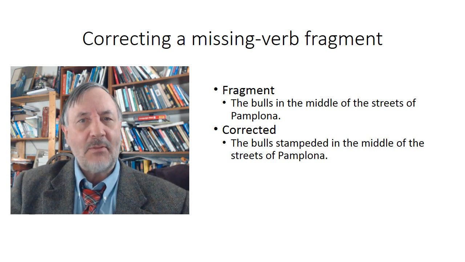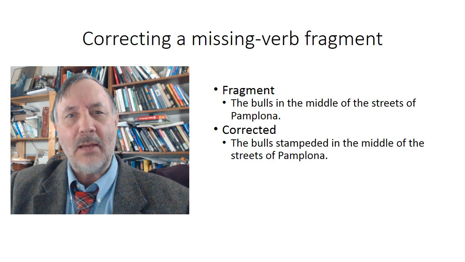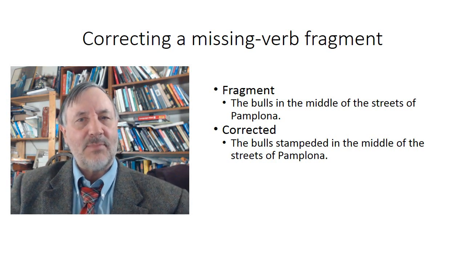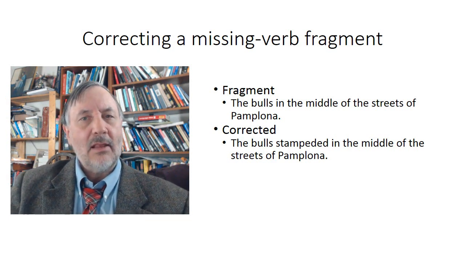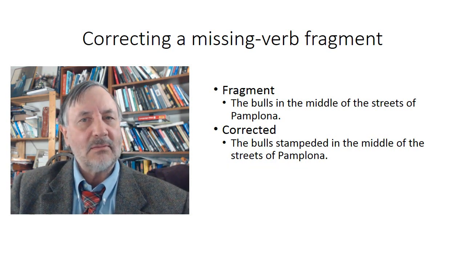So the fragment that we have, the very fun image of the bulls in the middle of the streets of Pamplona, becomes the bulls stampeded in the middle of the streets of Pamplona. So you notice how we added the verb stampeded. Okay, so that's one way that we can correct a missing verb fragment.